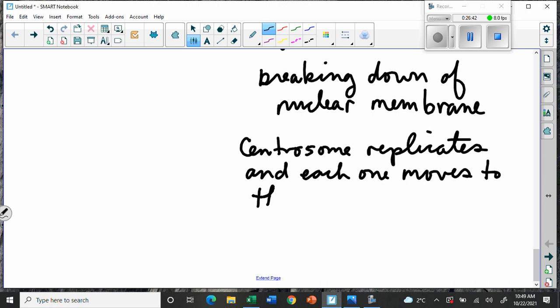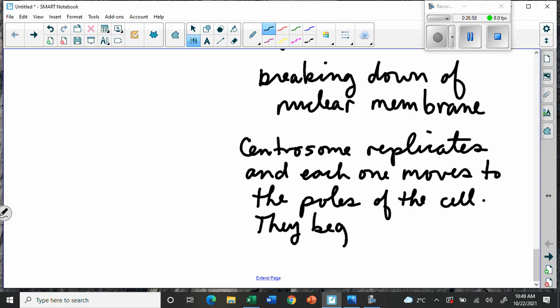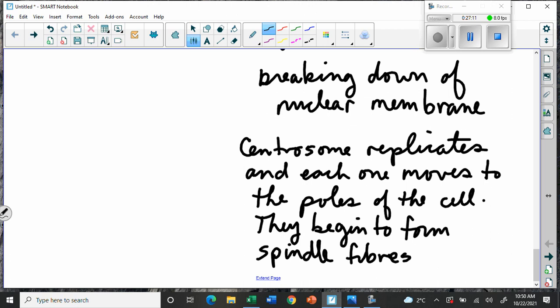to what we call the poles of the cell, just like the north and south pole of Earth. We call the top and the bottom the north and south pole. We just call them the poles of the cell. And while they do this, they begin to grow or to form what are called spindle fibers. These are microtubules that begin to stick out and grow out from the centrioles.